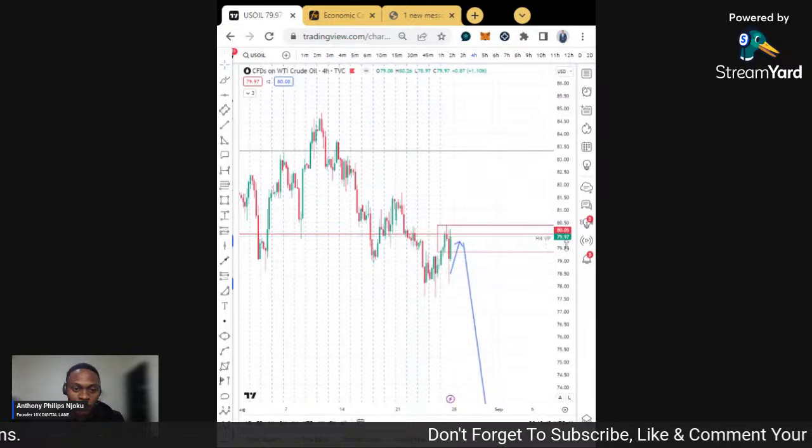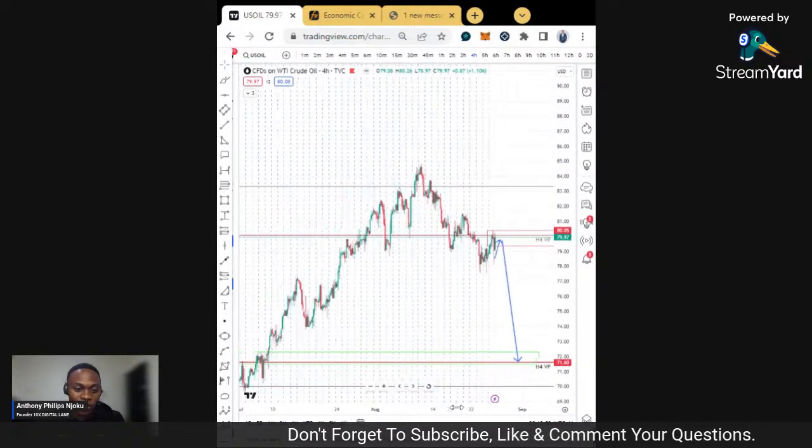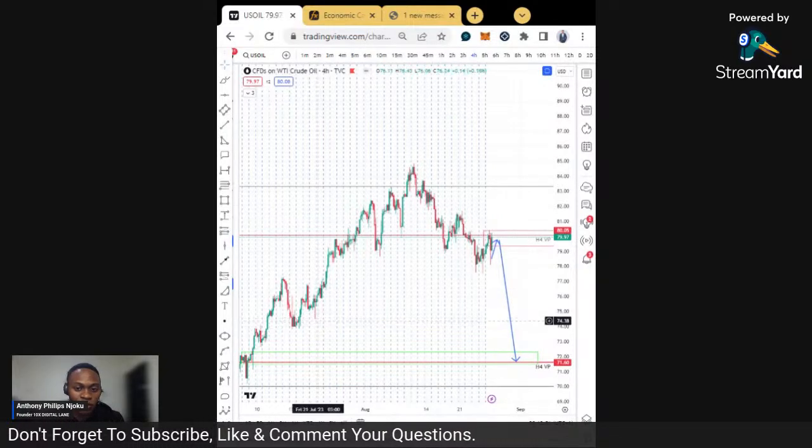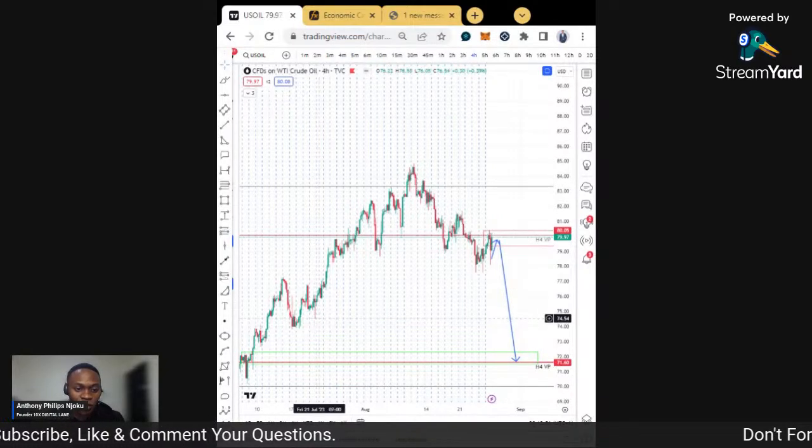Probably if it creates that lower low, it will take out liquidity below this low. That's the next low.